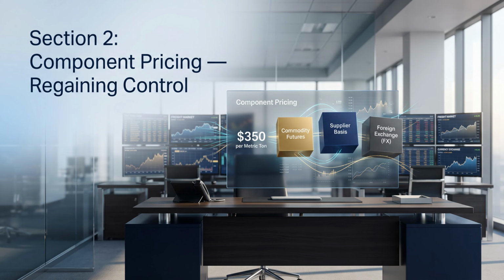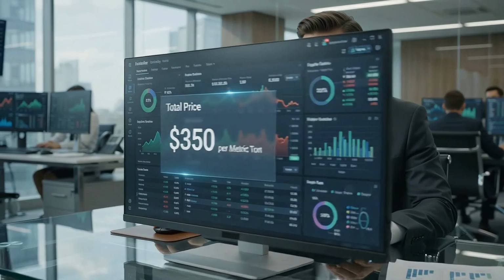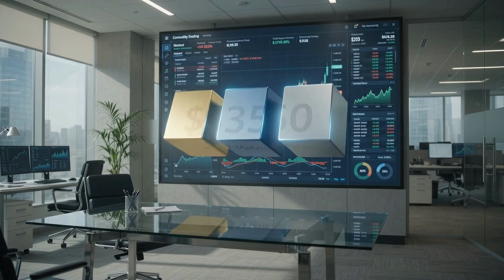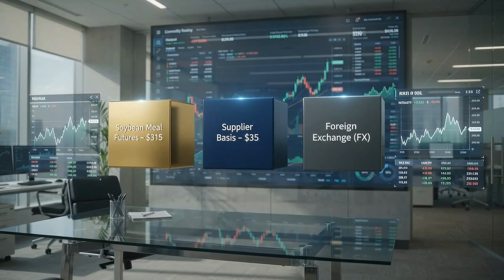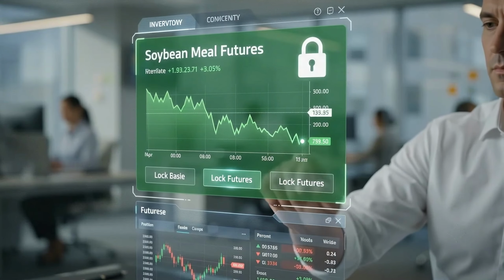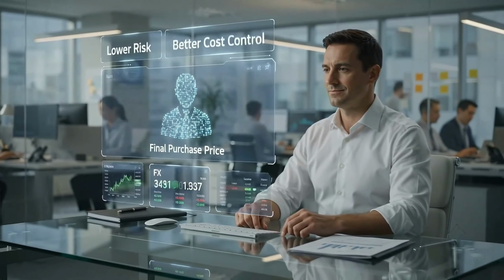Moving to Section 2, component pricing, regaining control. To fix this monolithic pricing problem, we move away from the traditional method where a supplier quotes a single bundled price and you simply accept it. Component pricing separates the commodity futures, the basis, and the FX, letting you lock in attractive levels for each, independent of the others. For example, a final price of $350 per metric ton is simply soybean meal futures at $315, plus a supplier basis of $35. If futures dip to a great price today, lock the futures layer now. Lock the basis layer later when freight rates drop. You take the power back.